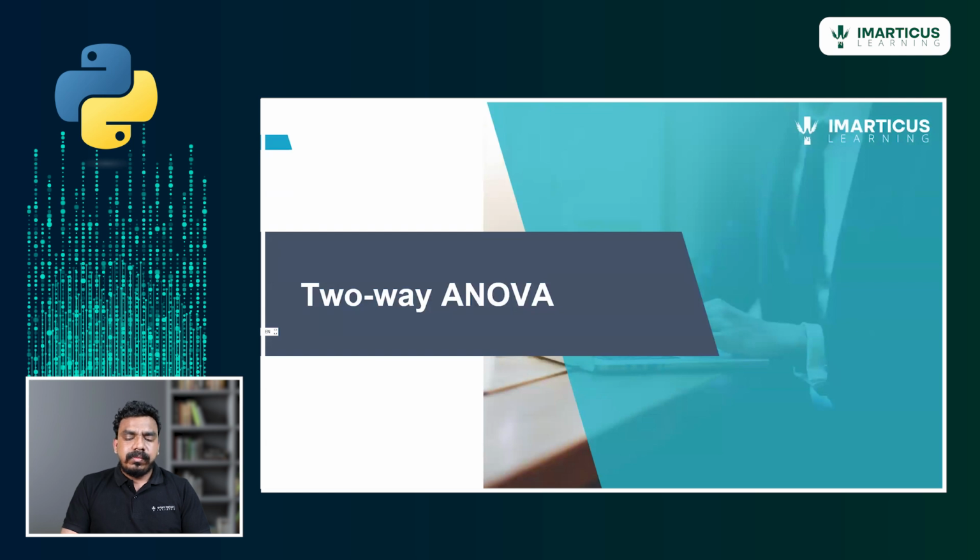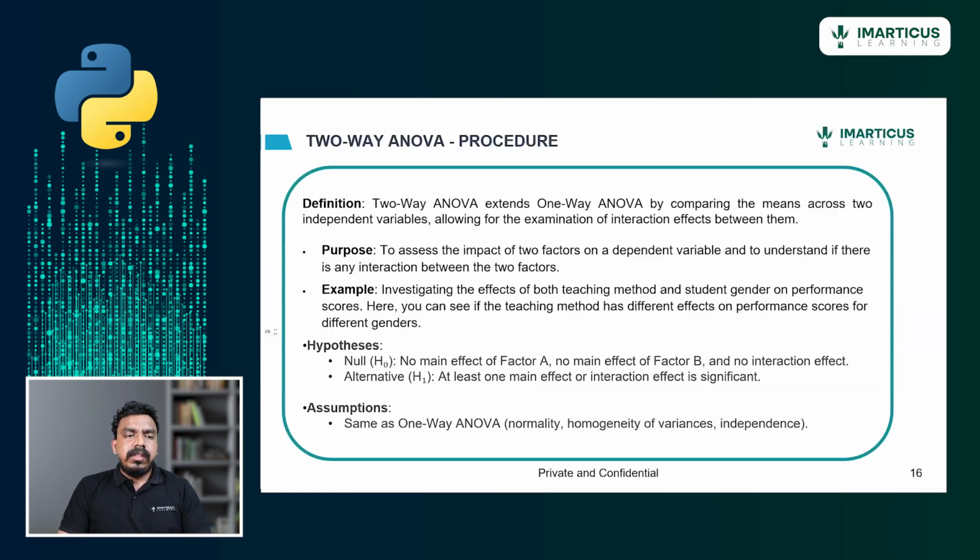What about two-way ANOVA? Two-way ANOVA extends the one-way ANOVA by comparing the means across two independent variables, allowing for the examination of interaction effects between them. So, what are the interacting effects between them? The purpose of using two-way ANOVA is to assess the impact of two factors on a dependent variable and understand if there is any interaction between the two variables or the two factors.